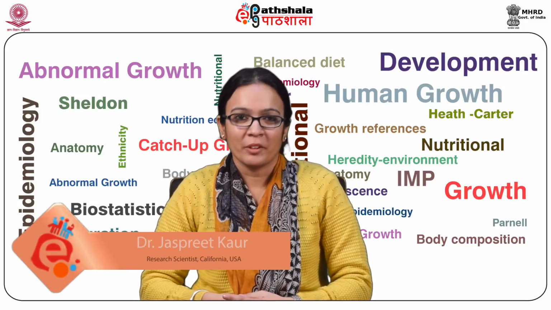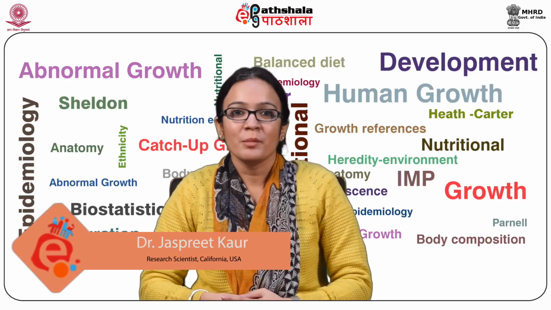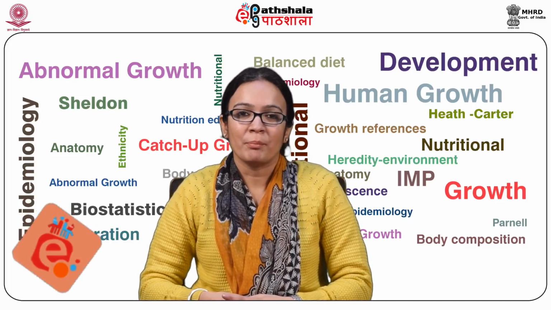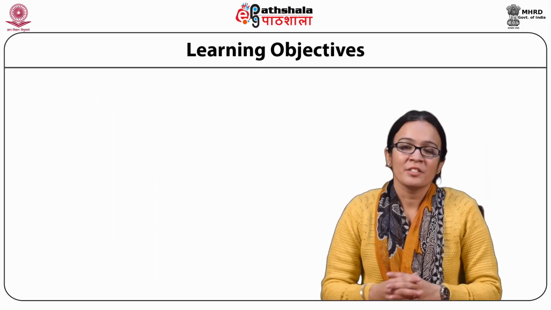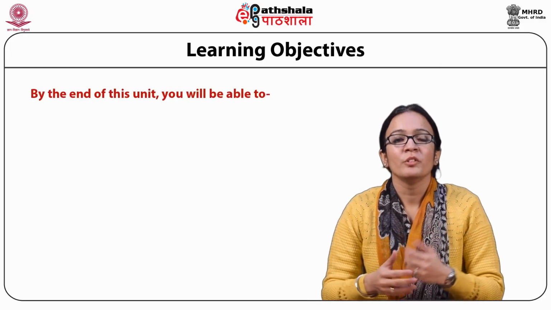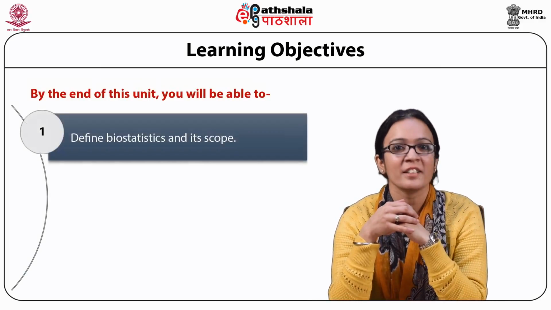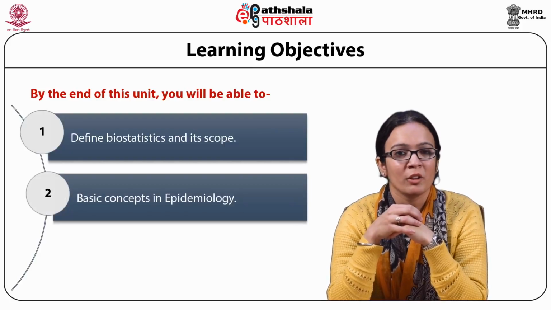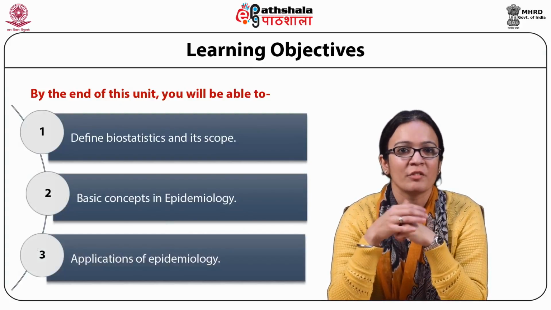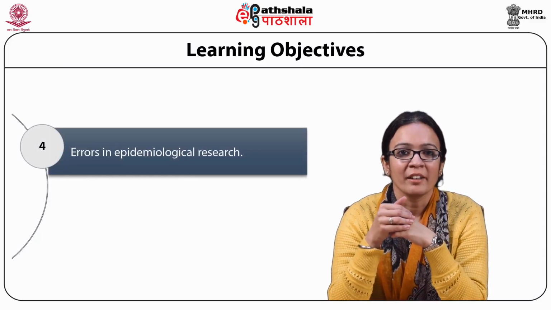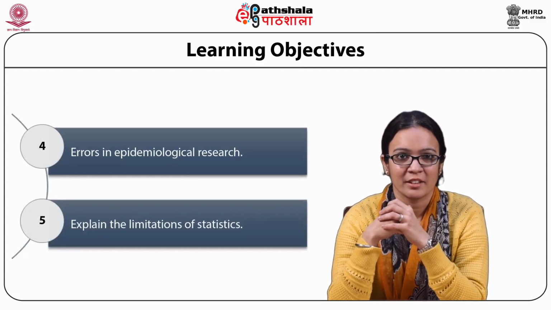I am Dr. Jaspreet Kaur and today we will study the module Biostatistics from the paper Human Growth, Development and Nutrition. Let us first look at the learning objectives of this module. By the end of this module, you will be able to define biostatistics and its scope, basic concepts in epidemiology, the applications of epidemiology, errors in epidemiological research, and explain the limitations of statistics.